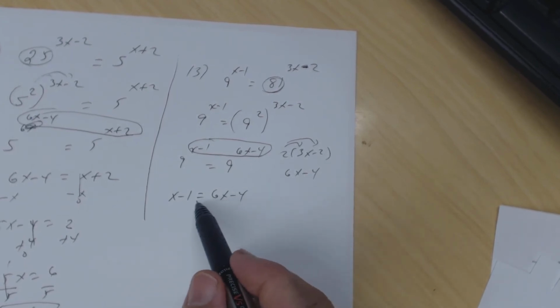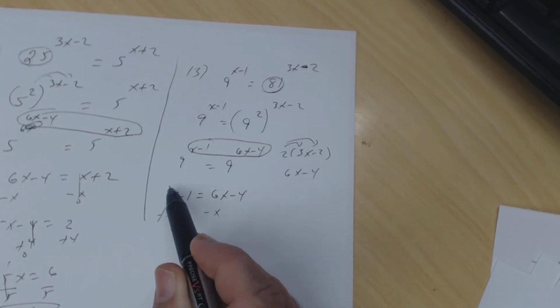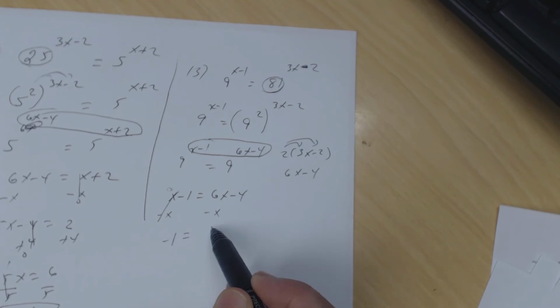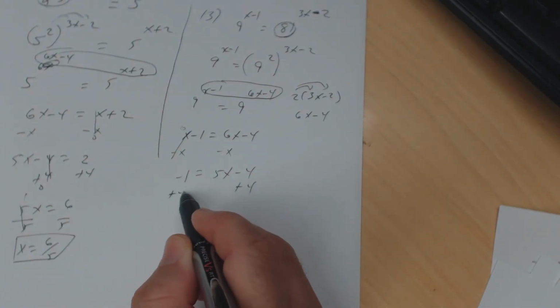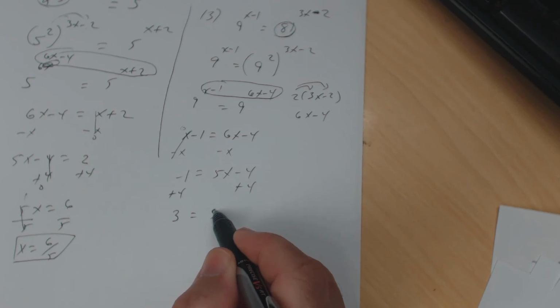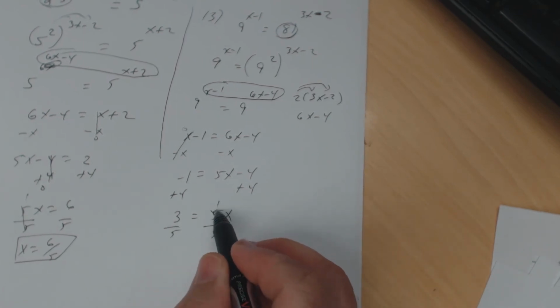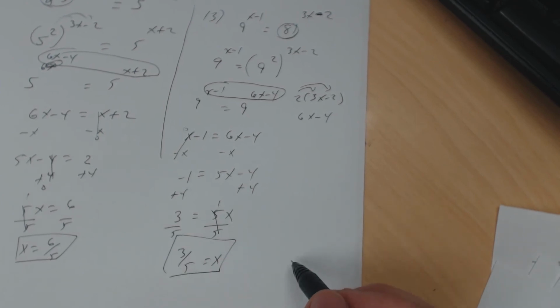And notice this is a linear equation, so I'm going to subtract x from both sides. Combine like terms. x minus x is 0, so I get negative 1 equal 6x minus x is 5x minus 4. Adding 4 to both sides, negative 1 and a positive 4 is 3, so I get 3 equals 5x. And dividing both sides by 5, I found the solution. The solution is 3/5. Okay?